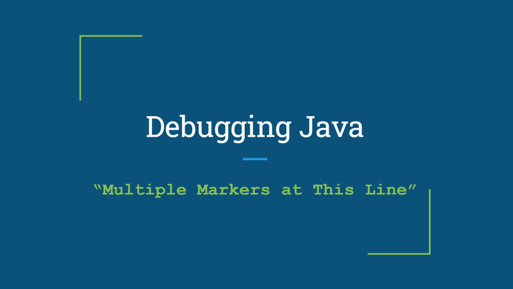In this video, we're going to talk about a Java error that I see quite a bit, which is "multiple markers at this line." And I will say that of all the Java errors, this is the one that I feel dumbest when I make, because when you're editing the file, it's very easy to get into.